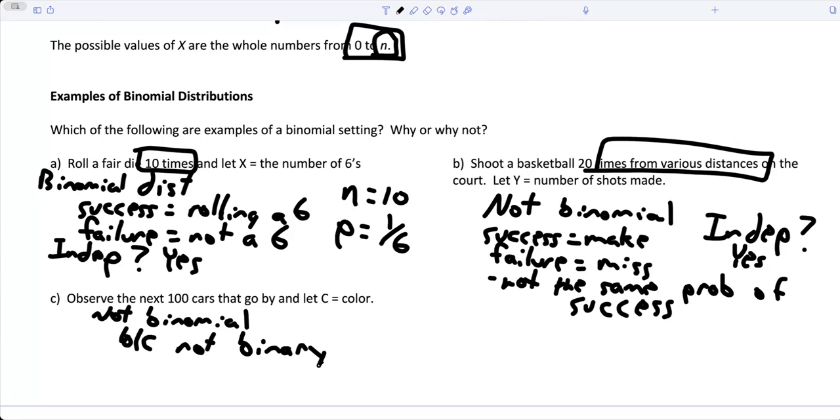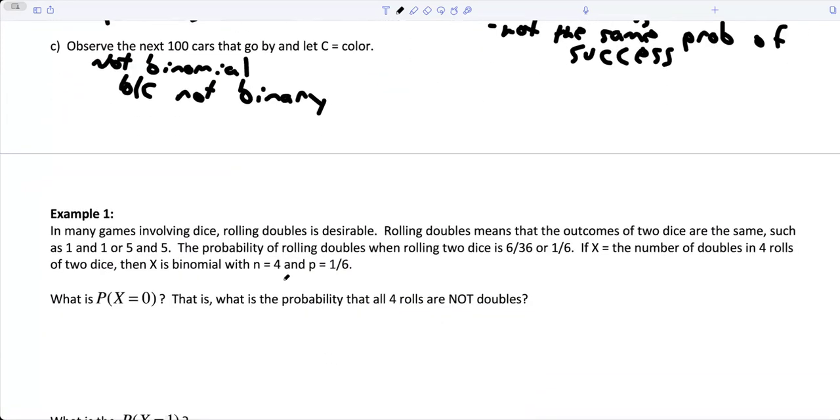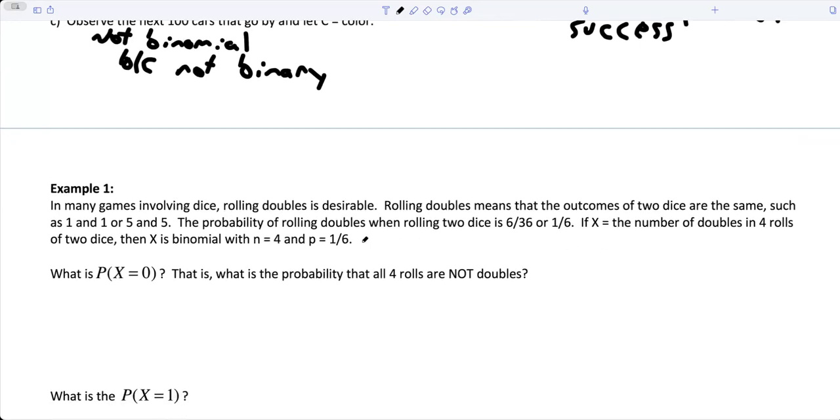Let's look at a couple of examples here. In many games involving dice, rolling doubles is desirable. Rolling doubles means that the outcomes of the two dice are the same, such as 1 and 1 or 5 and 5. The probability of rolling doubles when rolling 2 dice is 6 out of 36, or 1/6. So if X equals the number of doubles in 4 rolls of 2 dice, then X is binomial with n equal to 4 and p equal to 1/6.